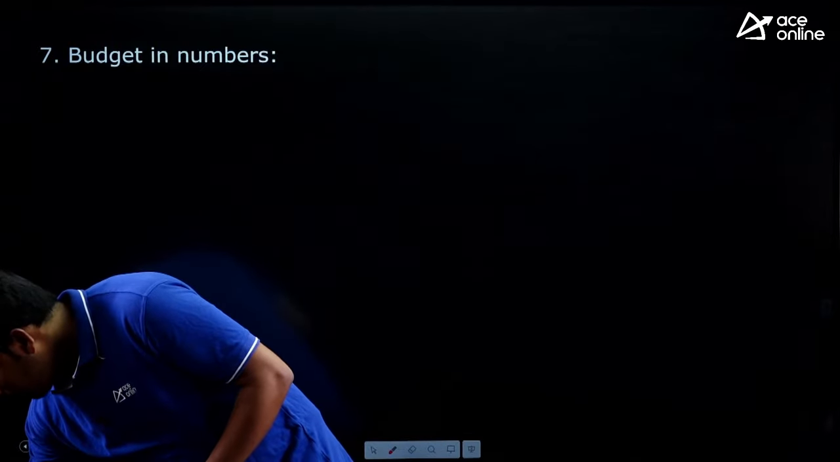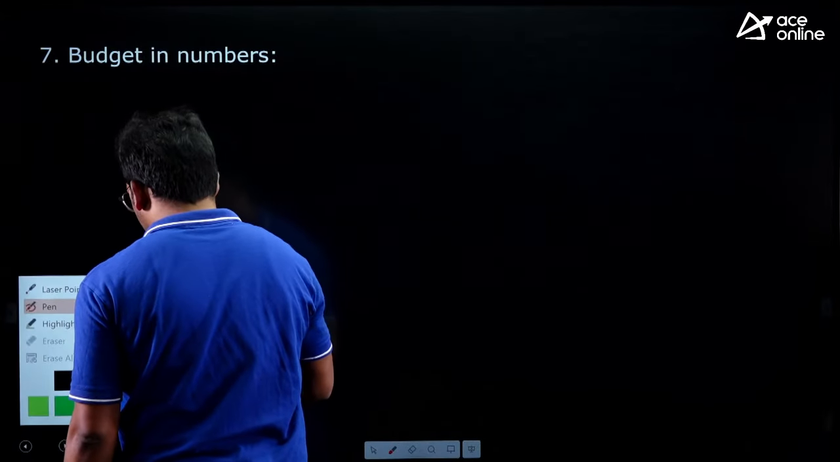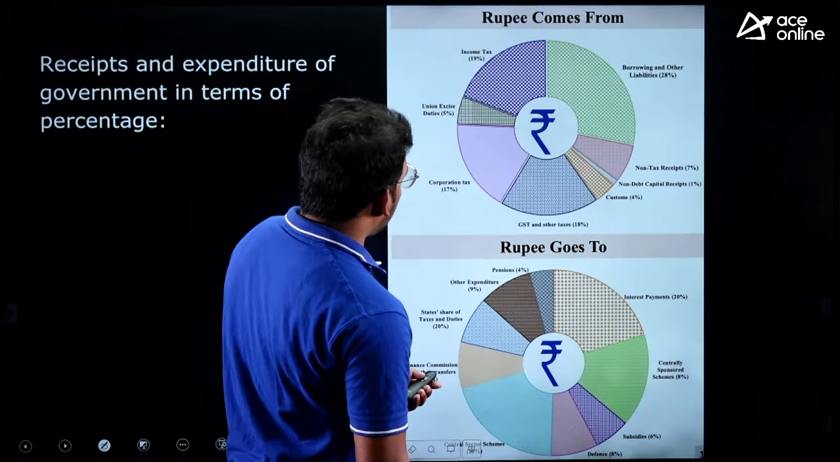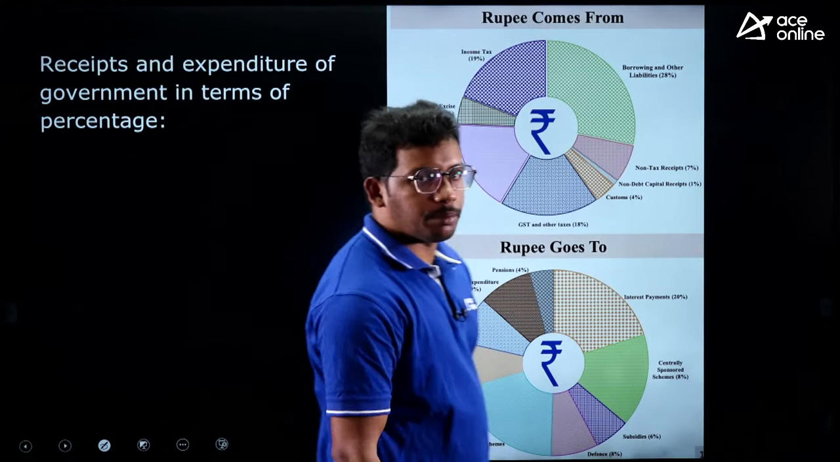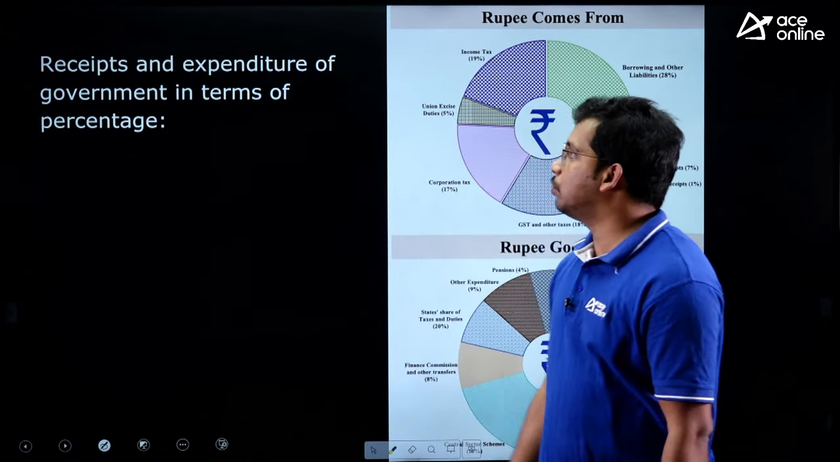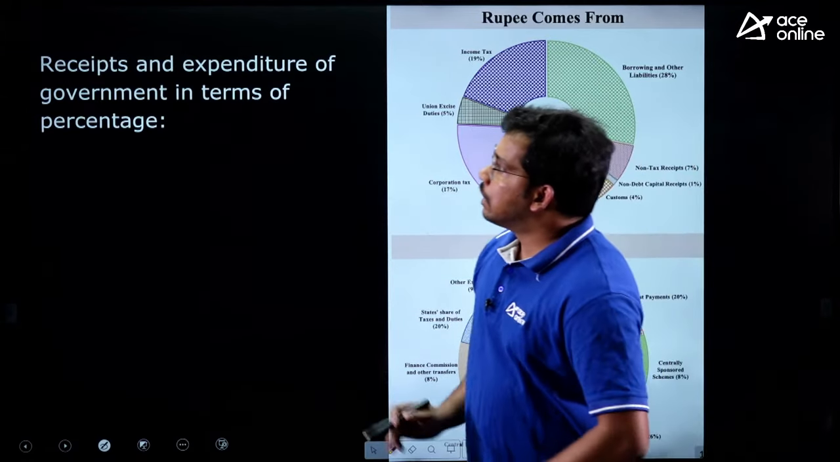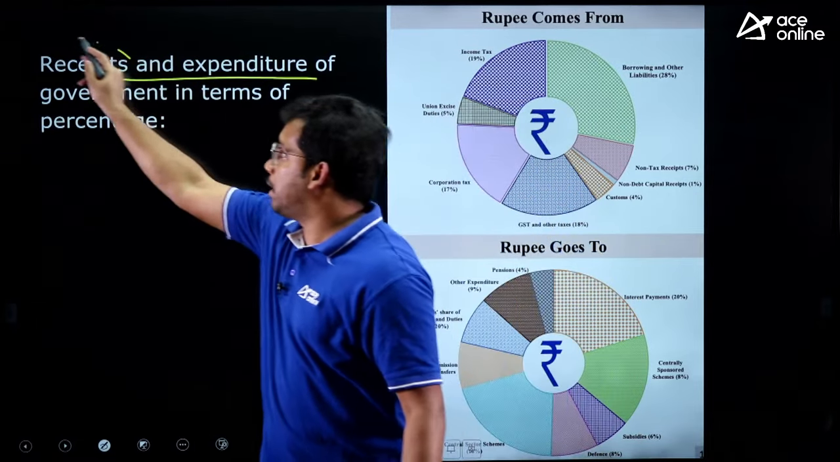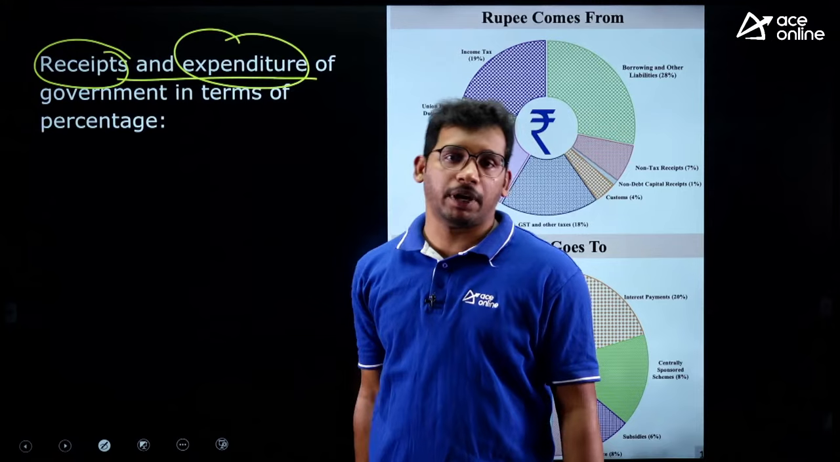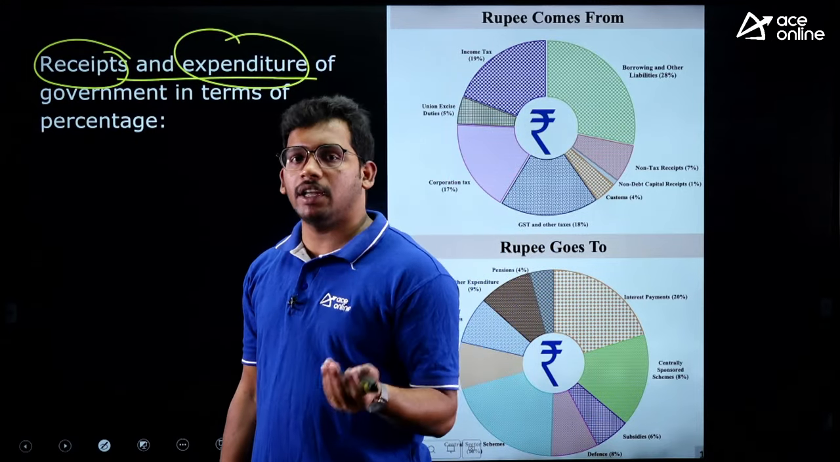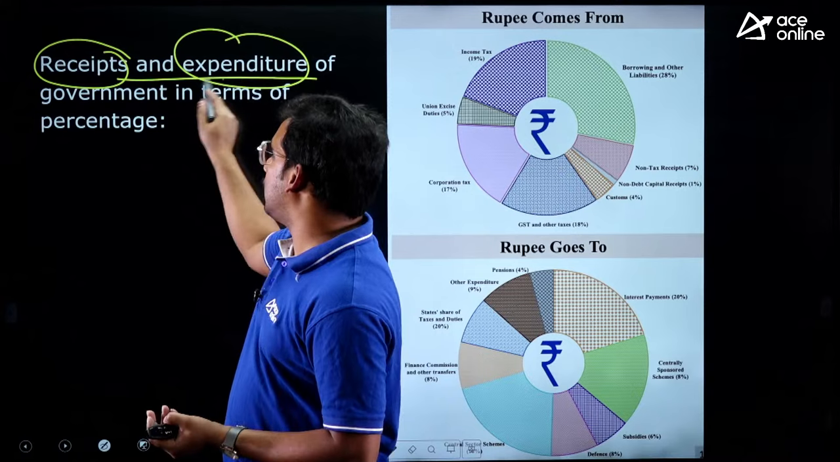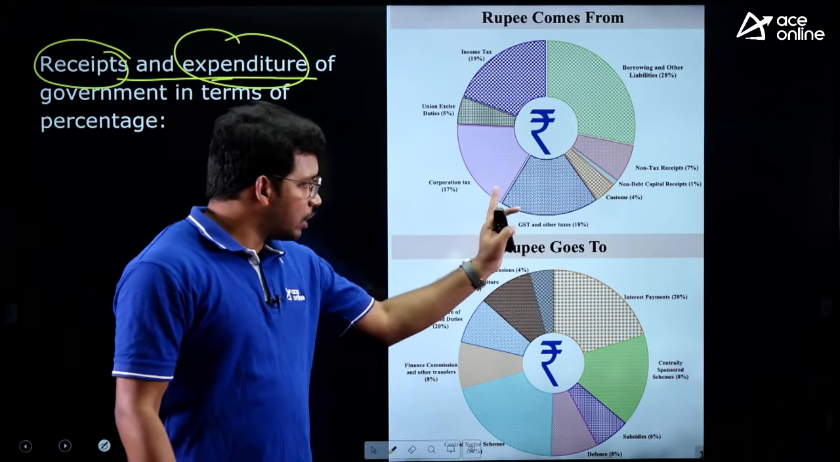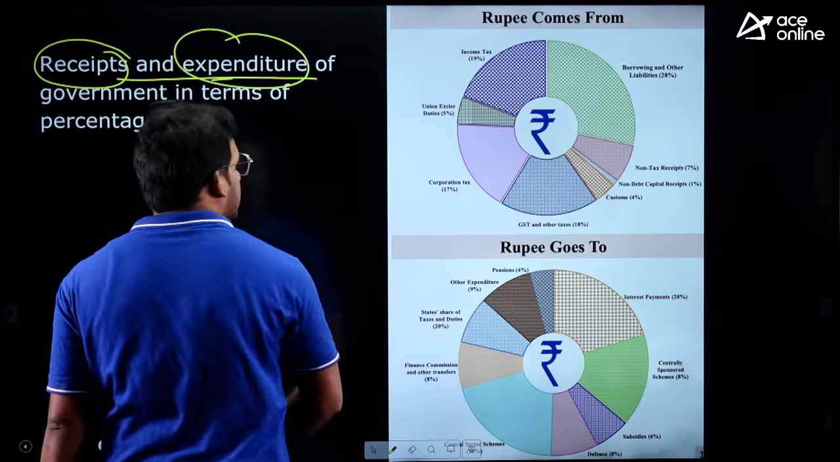Okay, right. So in the last section, we are coming forward with the budget in terms of numbers. This is important, so we will see it one by one. There are some 5 to 6 data points that we need to take care of, right? So here there are receipts and expenditure. In the starting itself, I explained what receipts are and what expenditure is. Receipts means the money the government is getting. Expenditure means how the government is spending. This is very, very important to understand from our exam point of view.